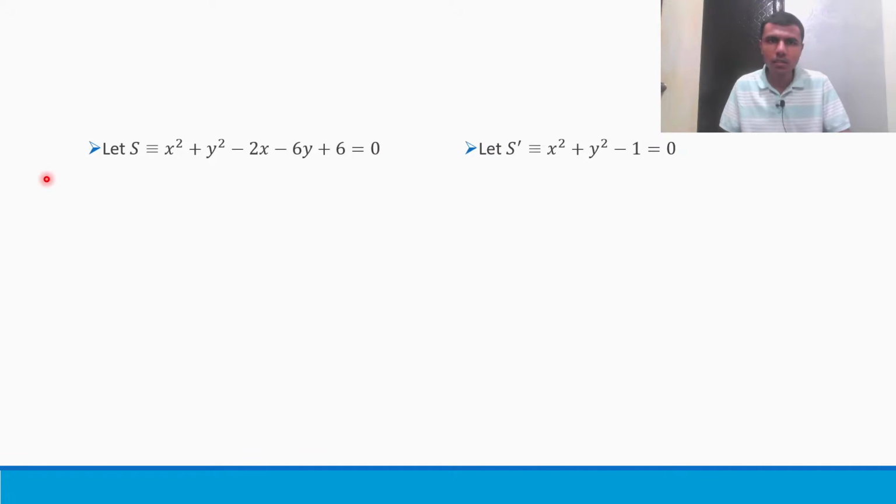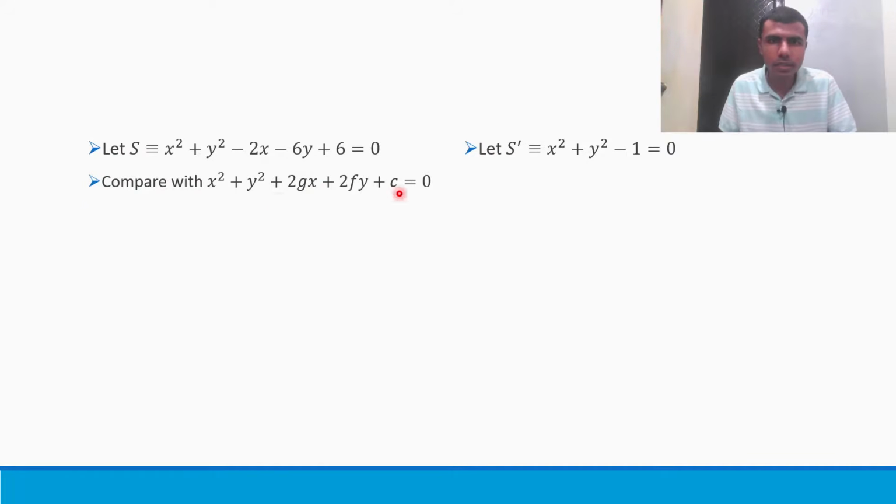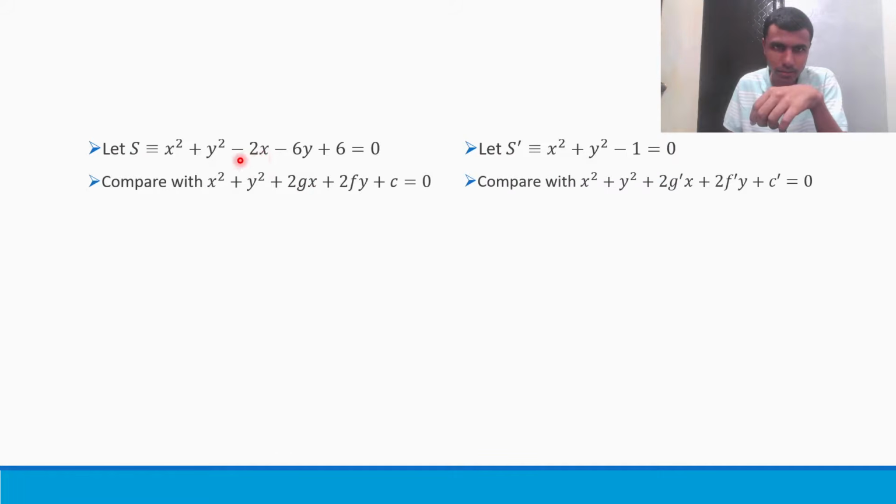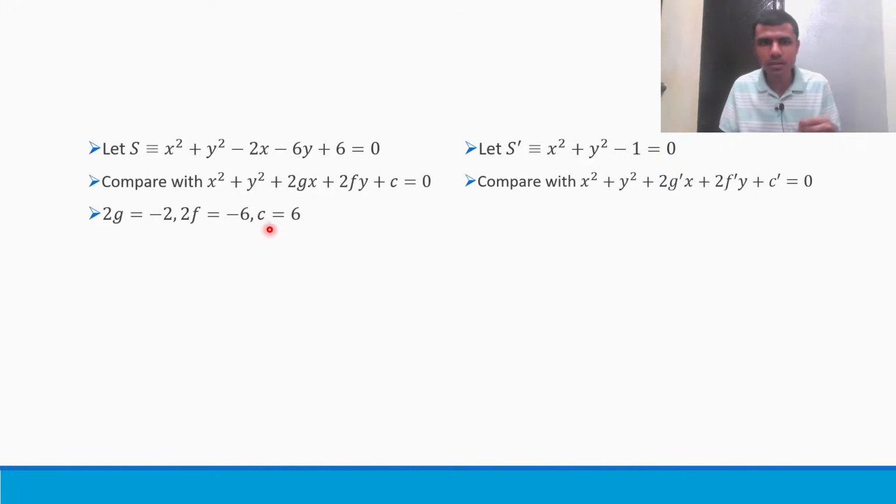Compare it with the standard one. Here also compare with the standard one. Here I just put dash so that it will be different. Beside x here I have 2g, beside x here I have minus 2. So 2g equal to minus 2 and 2f equal to minus 6, c equal to 6. Now with that let's move forward.